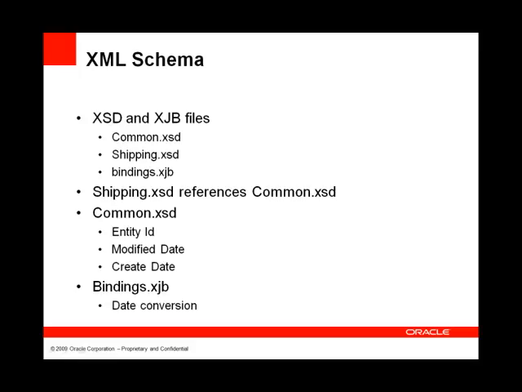There are two XSDs and one binding file supplied with our sample application. The shipping XSD file is the main file. It is the file that references the common XSD file. We've extracted common attributes among all entities and placed them in this file. The common attributes include an entity ID, the create date, and modified date. JAXB by default creates a Java XML Gregorian calendar class for all date attributes. The binding file exists to convert the default date data structure into the Java util calendar date data structure.